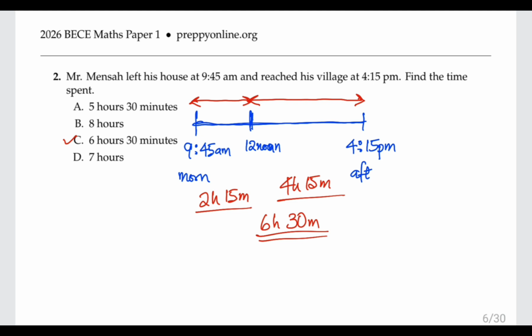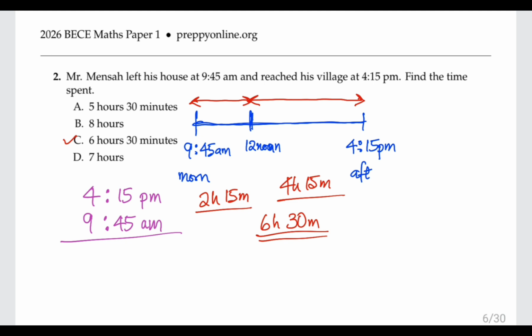Of course, there are other ways to do it. We can look at trying to subtract the two quantities directly. And if we do that, we can write 4:15 p.m. and then we have 9:45 a.m.